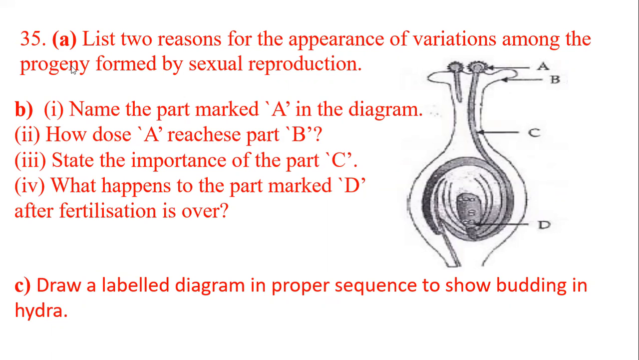25th question. A, B, C, three parts are there. First, we'll see A. List two reasons for the appearance of variations among the progeny formed by sexual reproduction. Yes, variations are led by sexual reproduction only. Under asexual reproduction, there is no variation. Now we will see the reasons why variations occur in sexual reproduction.